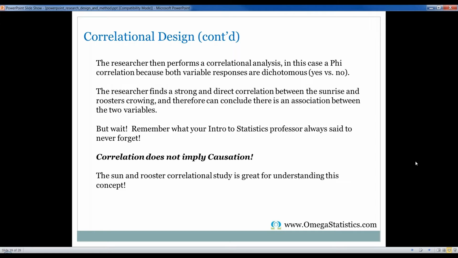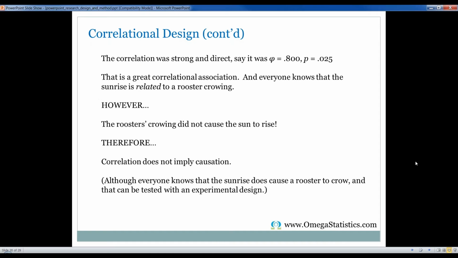Okay, but wait, remember what your intro to statistics professor always said to never forget. Correlation does not imply causation, right? The sun and the rooster correlational study. I love this. I think this is a great concept for trying to understand correlation and causation. So you might have significant correlation, and boy, there's an association. Let's say that it was a correlation of 0.8, which is very, very strong. P-value is less than 0.05, so it's significant. We're happy. Great correlational association.